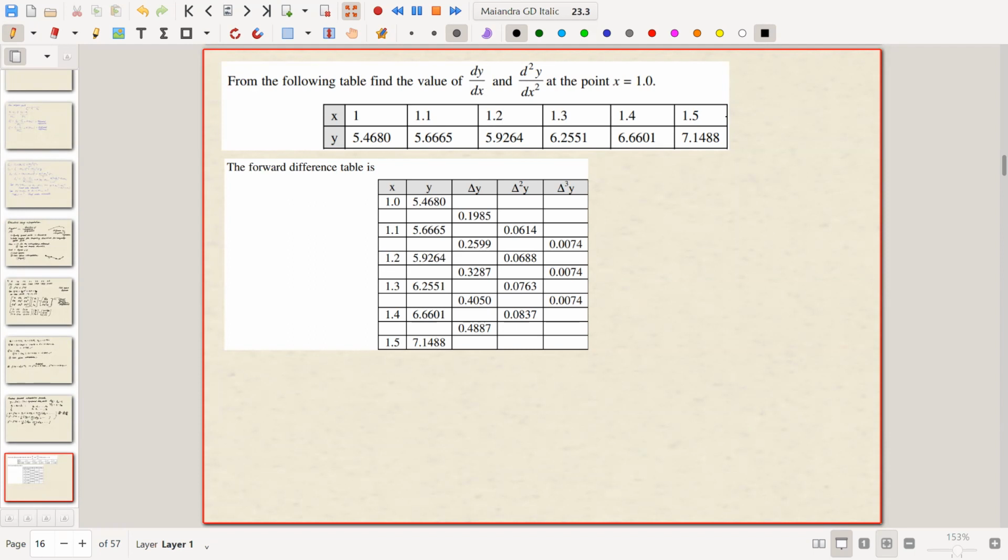Usually for this method, using Newton's interpolating formula, you need to construct a difference table. This is known as a forward difference table. Okay.